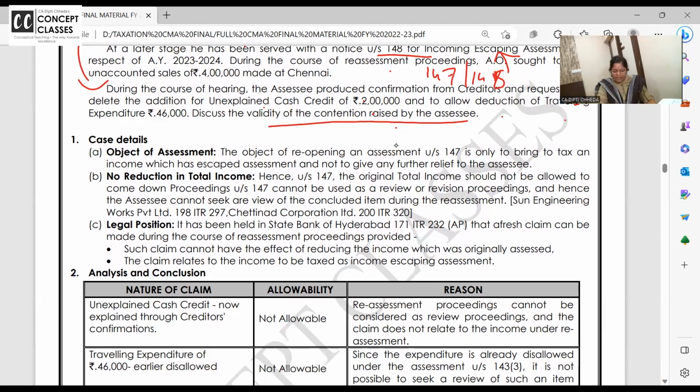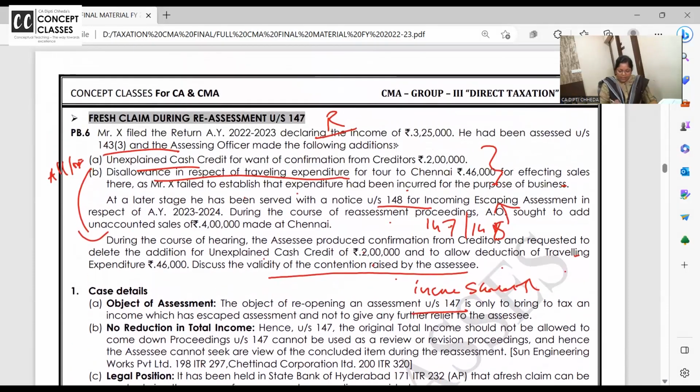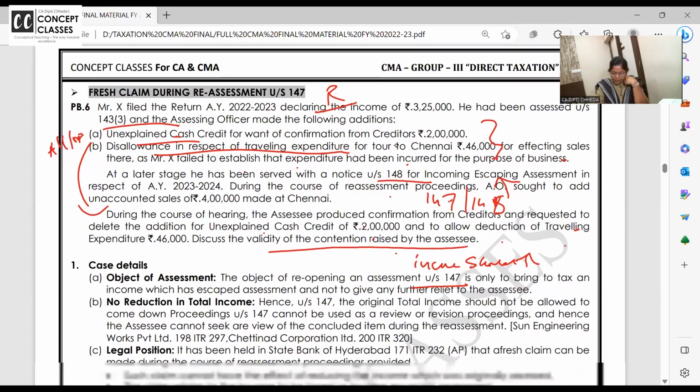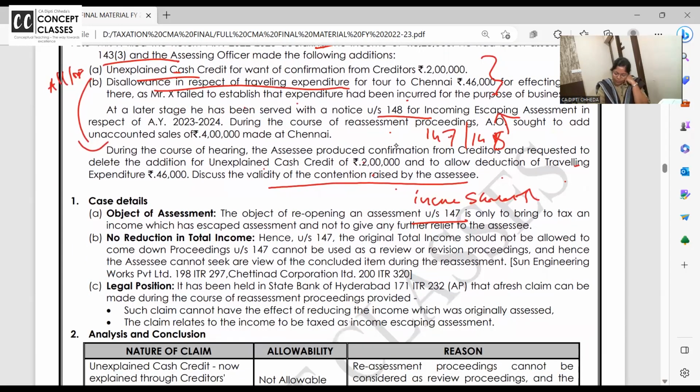Income, see, one thing you should write. 147 में income should increase. If they allow this, so your income will come down. Can you get a refund in 147? Sure, no. 147 is a very harsh provision. कुछ इनकम आपने छुपाए हैं, रेड हुआ, सर्वे हुआ, कुछ छुपाए हैं, now you have to pay tax. Simple. So can you use for these petty cases? Answer is no. The object of reopening under 147 is only to bring to tax an income.